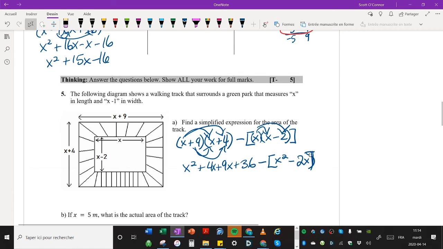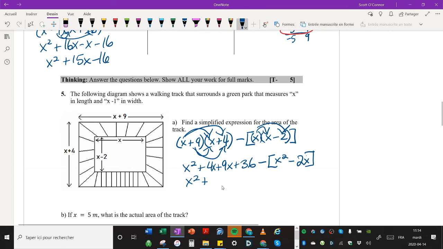Why is it in brackets? Well, I need to subtract the entire value representing the area of the small rectangle from the value representing the area of the large rectangle. And now when I do that, it means I'm going to have to subtract x squared, and I'm going to have to subtract negative 2x, which means adding 2x. So when I rewrite this without the brackets on, I get this.